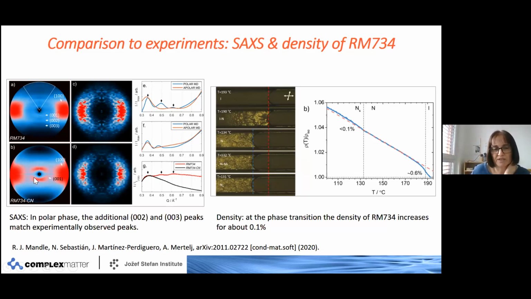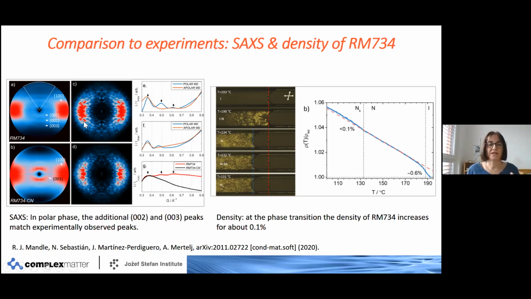The scattering in the cyano material is what is expected for a typical nematic liquid crystal: in the direction of the director, which is here vertical, there is one peak at small wave vectors, while in the RM734, in both the uniaxial nematic phase and in the polar nematic phase, the scattering along the director is much weaker. And in addition, we observed two more peaks, which are denoted here. Here it is, 002 and 003.